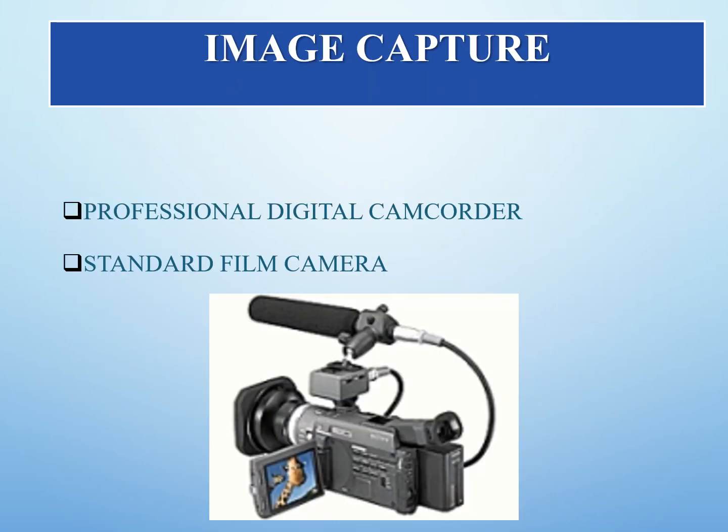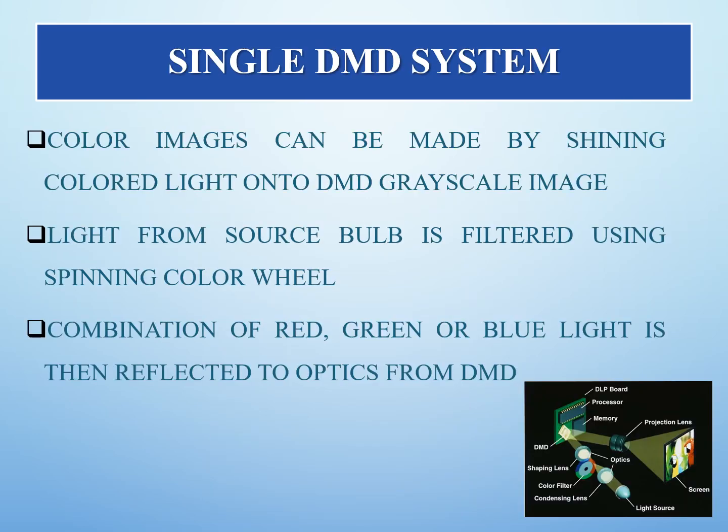Image capture: professional digital camcorder is included. Standard film camera. Now let's see single DMD system. Color images can be made by shining colored light onto the DMD grayscale image. Light from the source bulb is filtered using a spinning color wheel. A combination of red, green or blue light is then reflected to optics from the DMD.